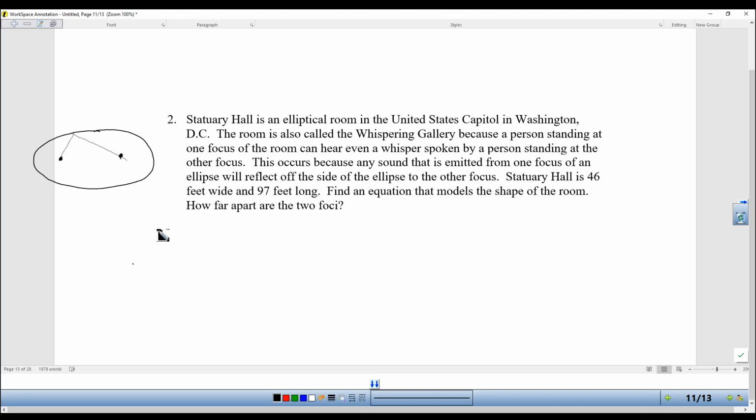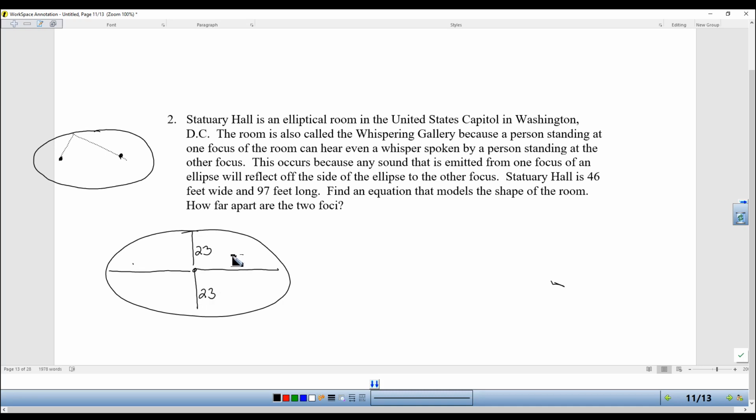So Statuary Hall is 46 feet wide and 97 feet long. So like last time, I actually really want half of those numbers. So half of 46 is 23 in this direction, and then half of 97 is 48.5. So now, how do I write an equation for it? x squared over 48.5 squared plus y squared over 23 squared is equal to 1. So there's an equation that models the shape of the room.